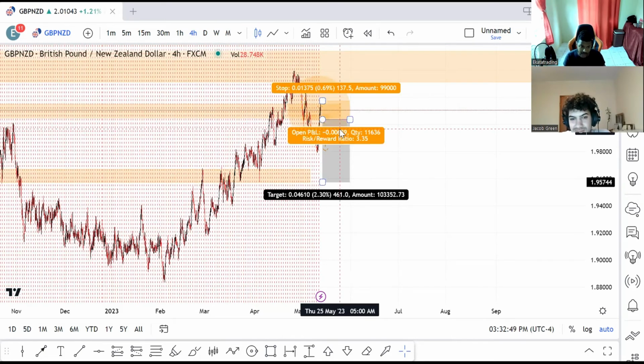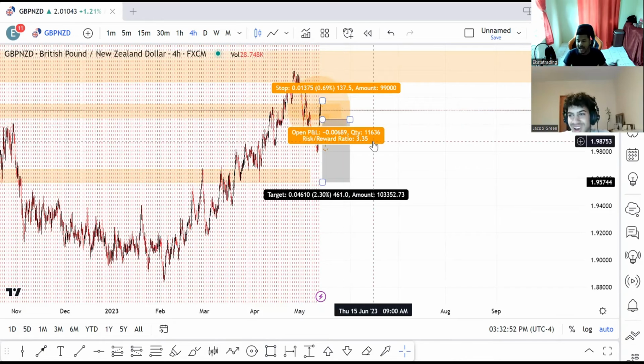But I am telling you, I'd be bearish on this pair. That's the way I would look at it. That's the way I would approach it. What do you think? I like to be fair, I like the way you look at it.